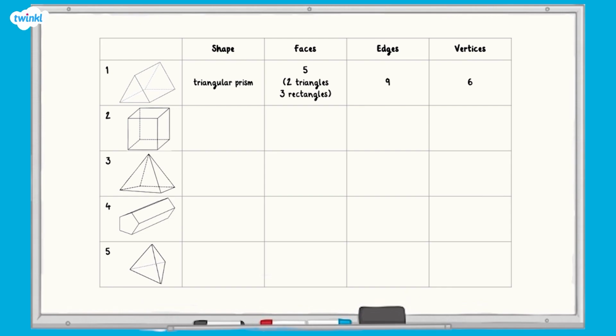Now it's your turn. For each of these shapes, name it and then describe how many faces, edges and vertices it has. First row has been done for you. Pause now while you answer the question. How did you get on? Here are the answers. You can pause the video again if you need a little longer to check them.